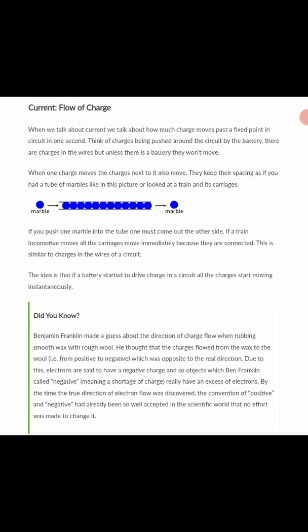They keep their spacing as if you had a tube of marbles, like this in the picture below. Can you see it? So you have one charge moving. The motion of one charge brings about the motion of the corresponding charges after it. If you push one marble into the tube, one must come out the other side. If a train locomotive moves, all the carriages move immediately because they are connected. Just the same way, the working principle behind the motion of a train is the same working principle behind the movement of charges across a metallic conductor.